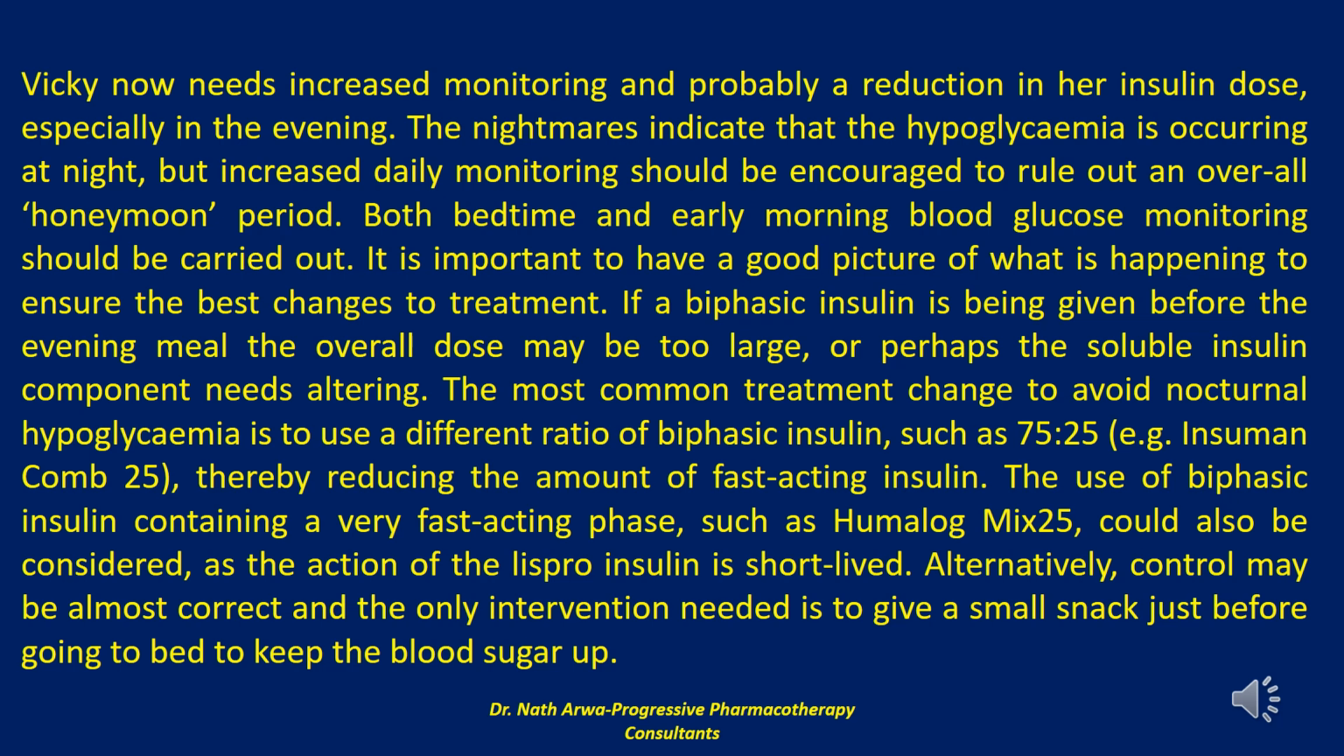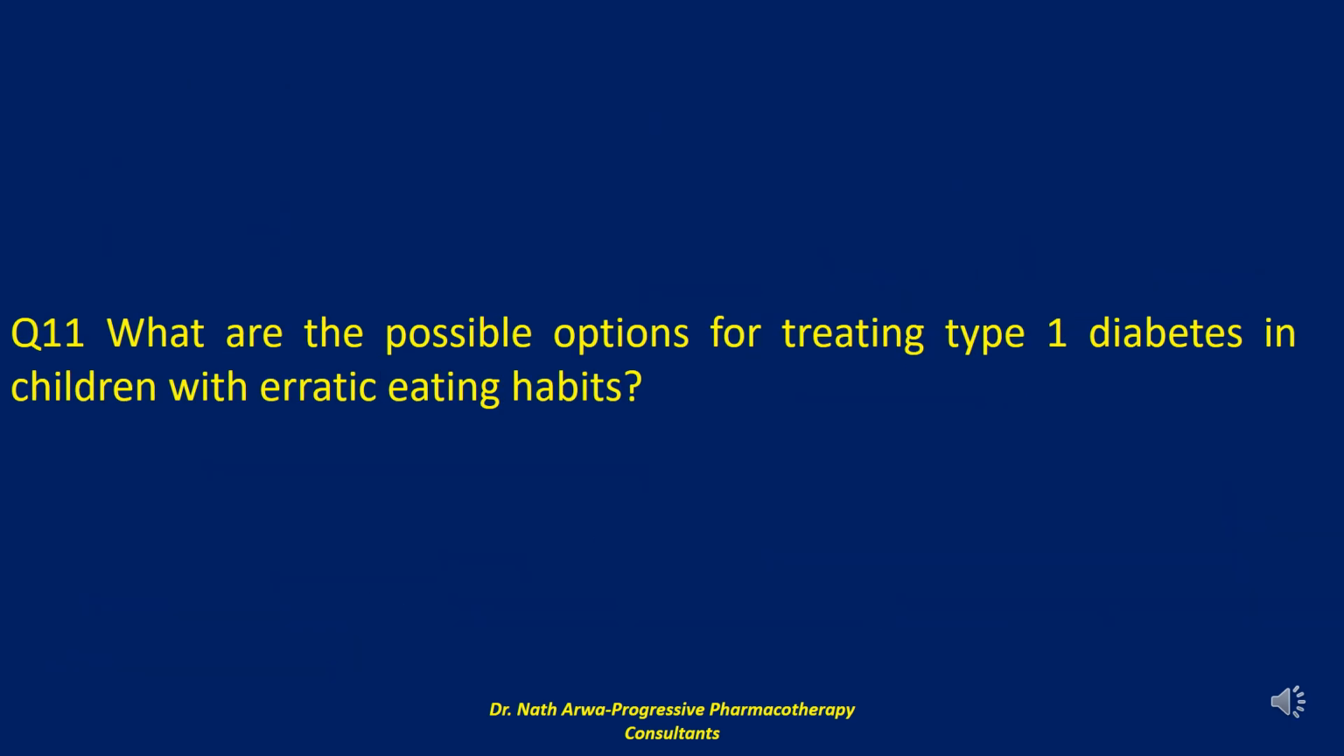Alternatively, control may be almost correct and the only intervention needed is to give a small snack just before going to bed to keep the blood sugar up. Question 11 reads, "What are the possible options for treating type 1 diabetes mellitus in children with erratic eating habits?"